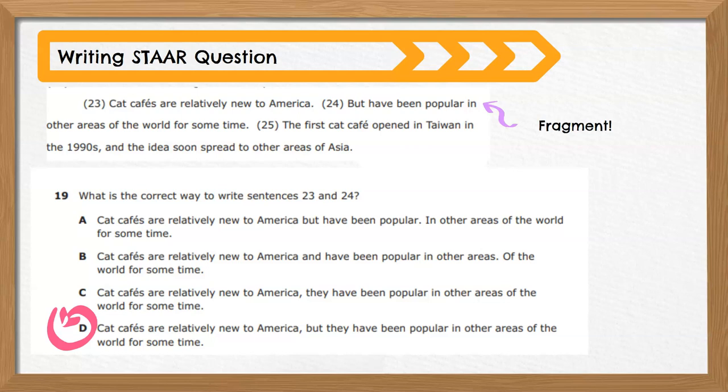In this case, sentence 24 is missing a subject, but have been popular in other areas of the world. Who or what have been popular? Well, choice D adds the subject "they" to make it complete: they have been popular.